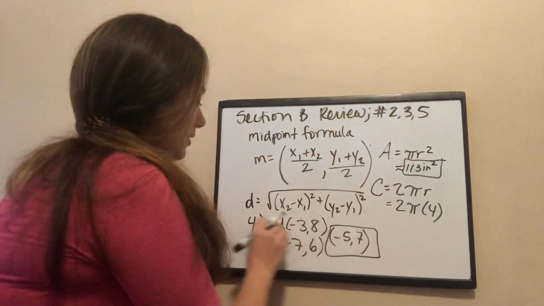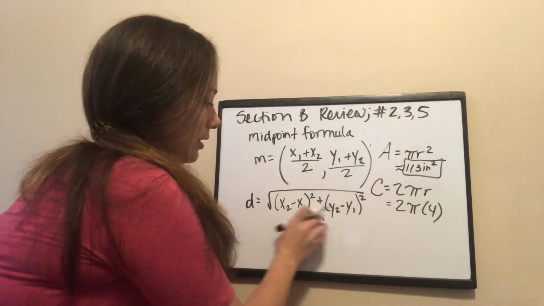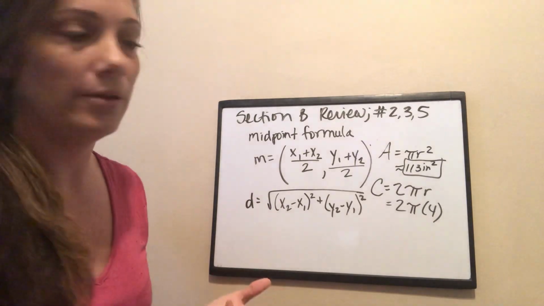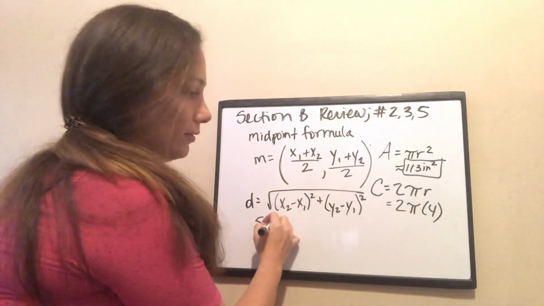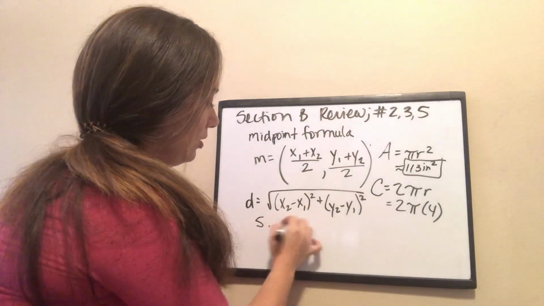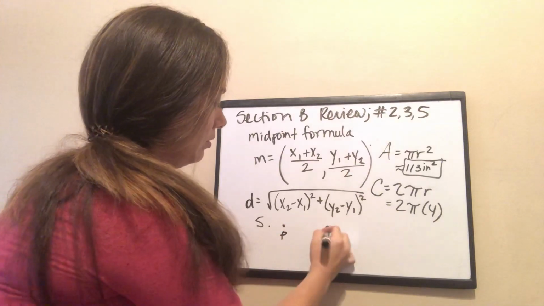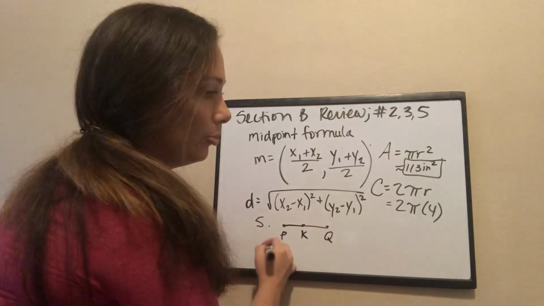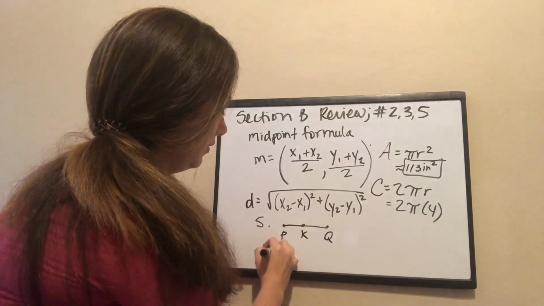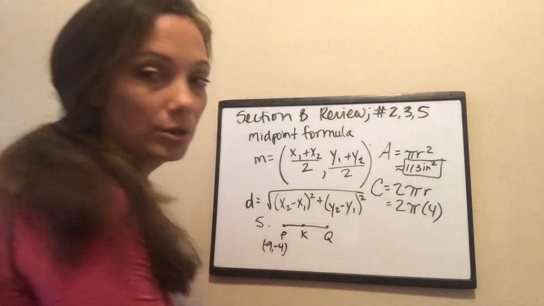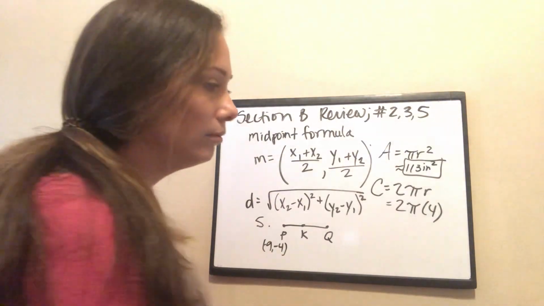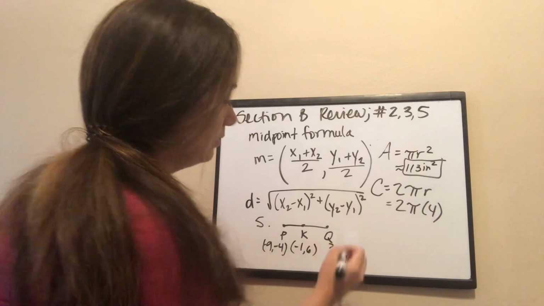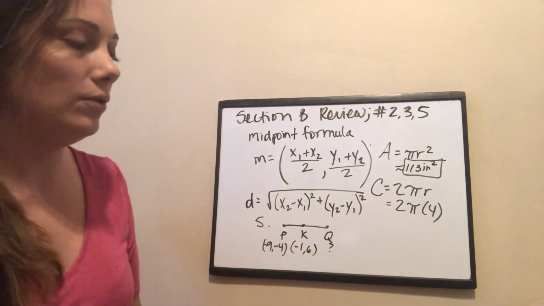All right, so 5 is kind of the same concept, except they give you one endpoint and the midpoint, and they ask you to find the other endpoint. So number 5, they say I have segment PQ. K is my midpoint. P is at negative 9, negative 4. Always draw yourself a little image if you need to help you. K is at negative 1, 6. Where's Q? What are the coordinates of Q?